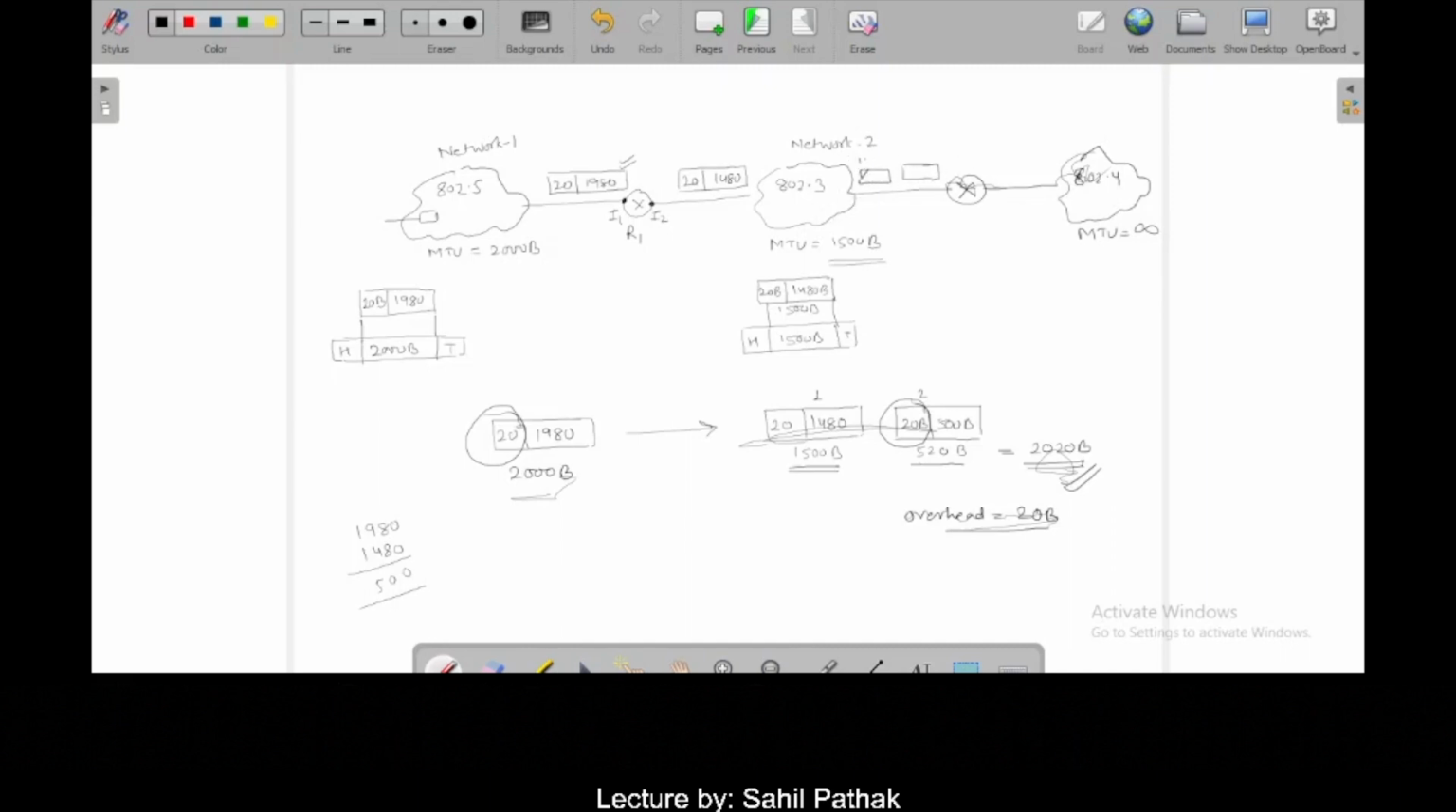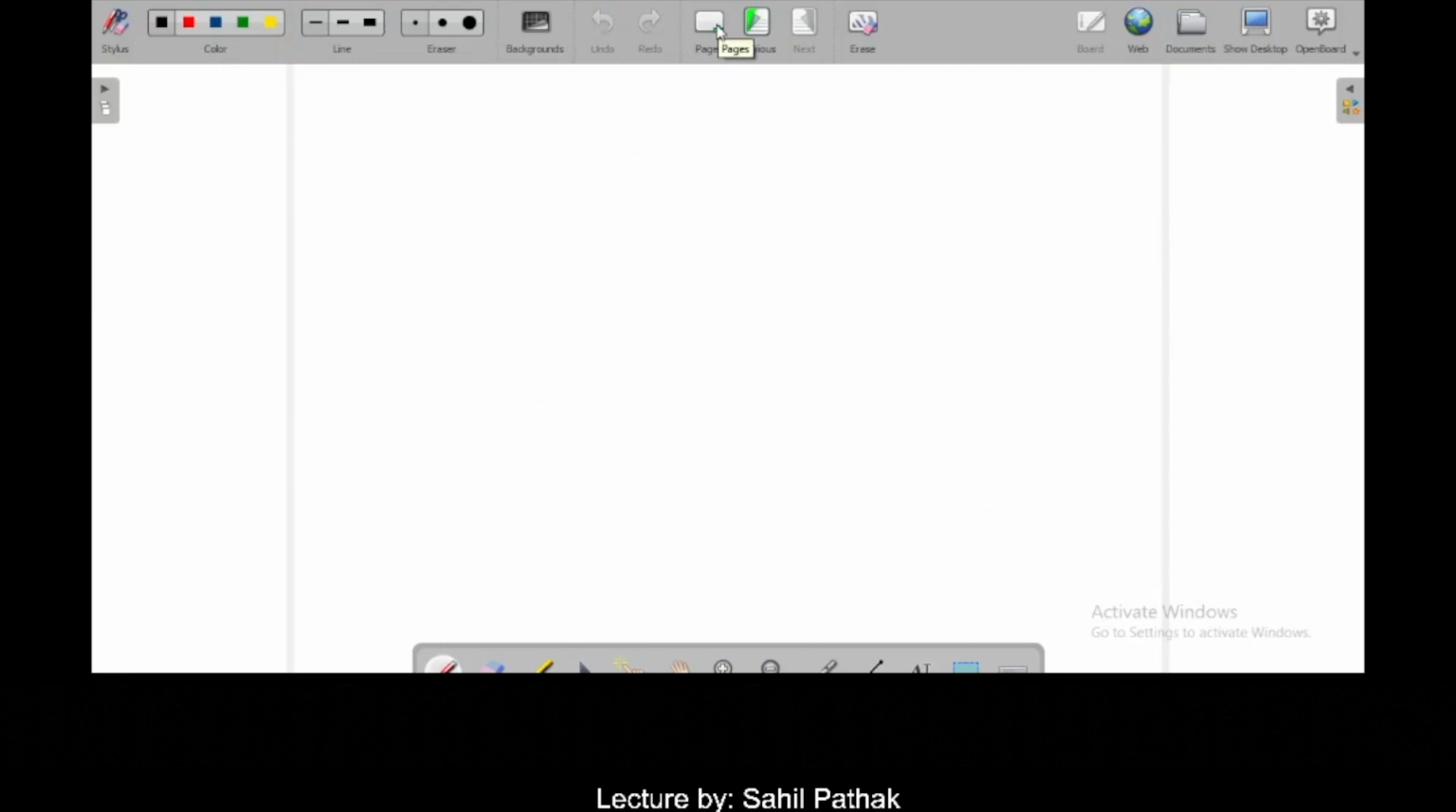One is of 1500 byte and another is of 520 bytes. That includes the 20 byte header here and 20 byte header here. So what happens when it is going to send to the next network, and the next network is having a larger MTU than the previous one? In that case, there are two choices. Either they can combine the packet and make one packet. That is what I'm trying to say.